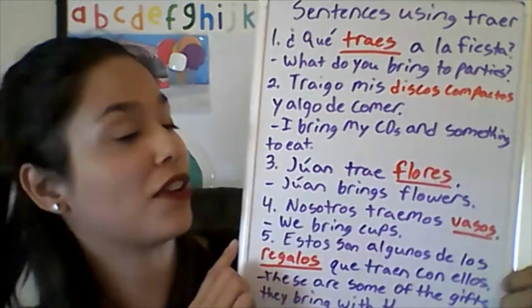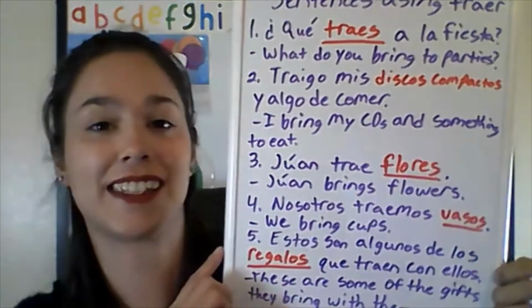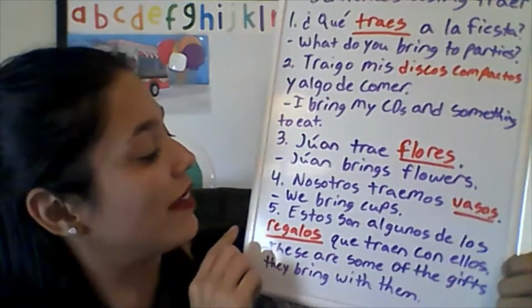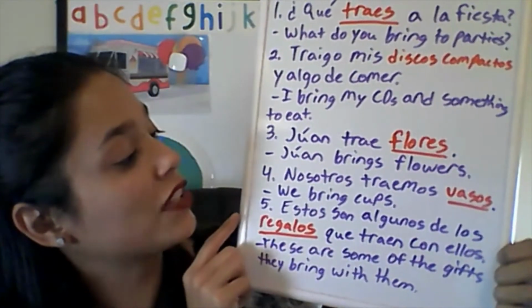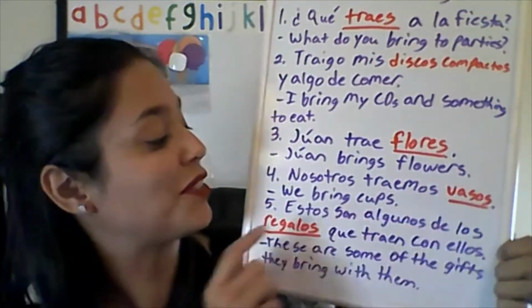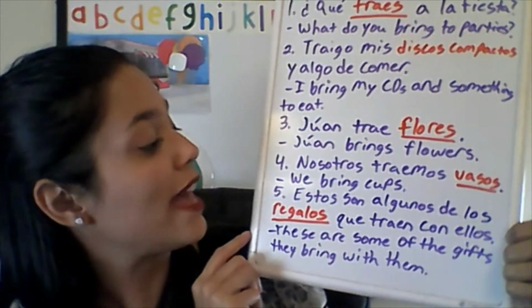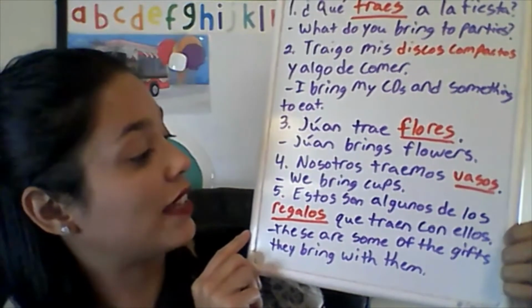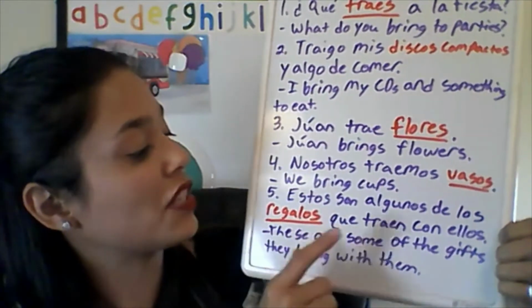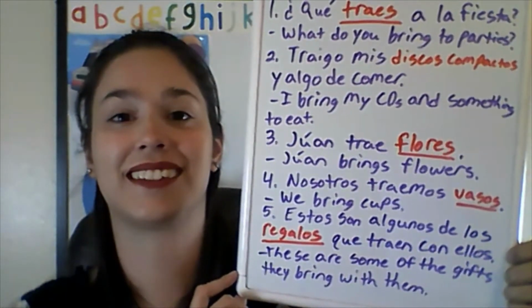The next one. Juan trae flores. Juan brings flowers. Flores, flowers. The next one. Nosotros traemos vasos. We bring cups. Vasos, cups. And finally, the last one. Estos son algunos de los regalos que traen con ellos. These are some of the gifts they bring with them. Regalos, gifts. Great job! Now let's review our 10 new learned words from today's lesson.